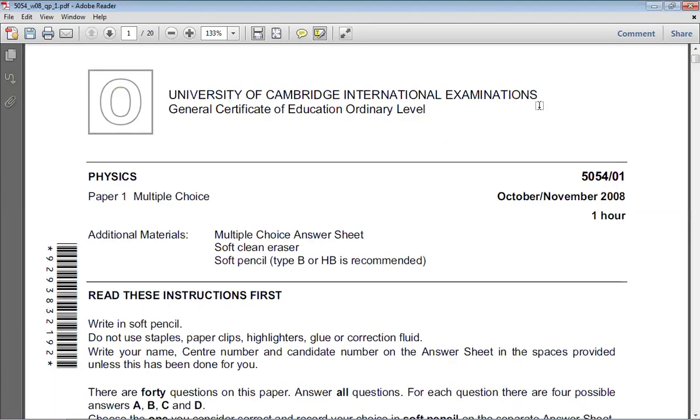Today, we have done October, November 2008, paper 1. There were 40 questions in this paper. We have attempted all of them. I have tried my best to make it easier for you, I have tried to explain the concepts to the best of my ability.